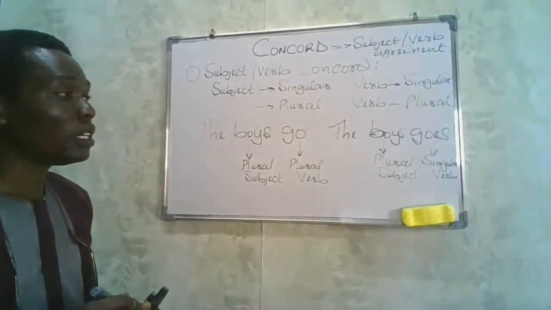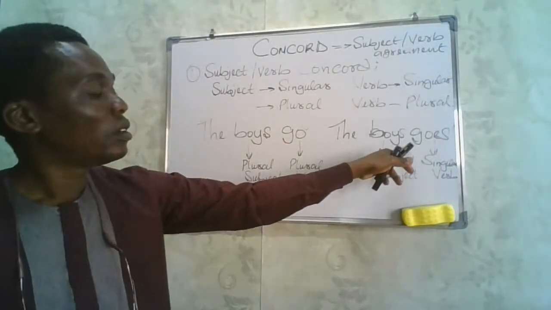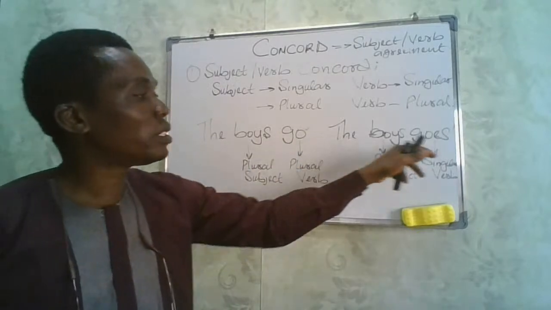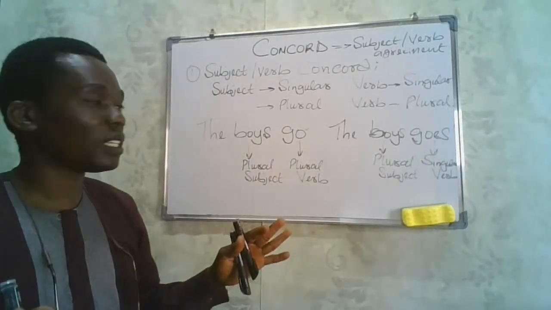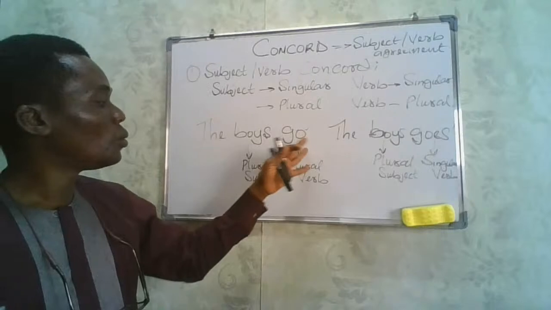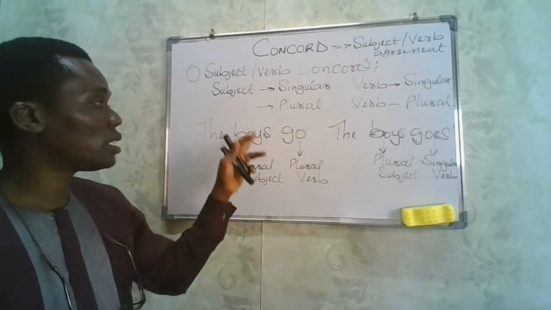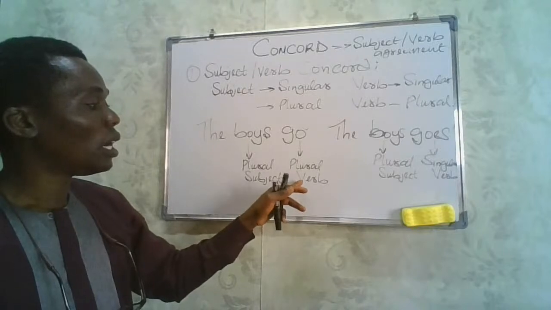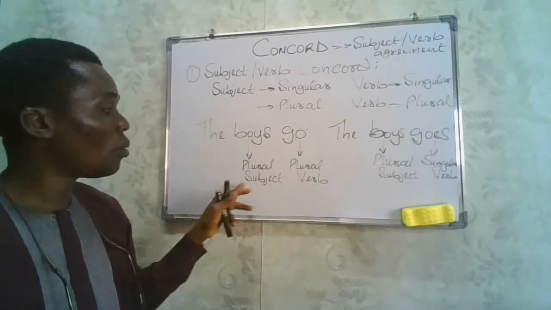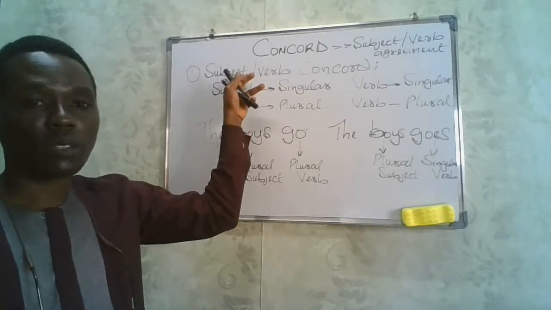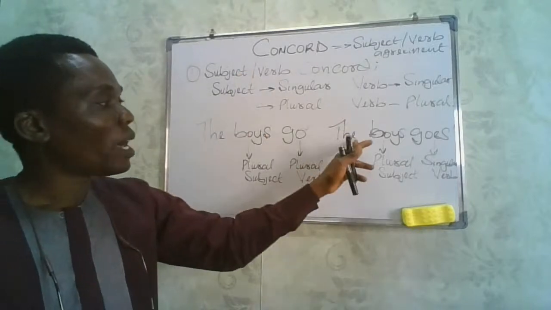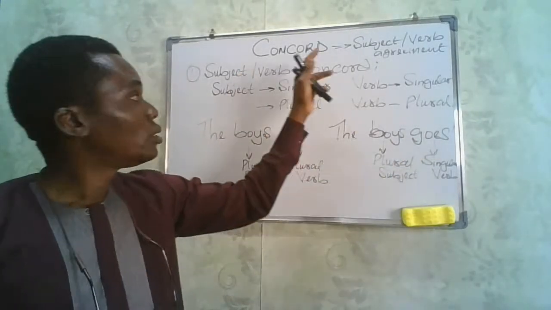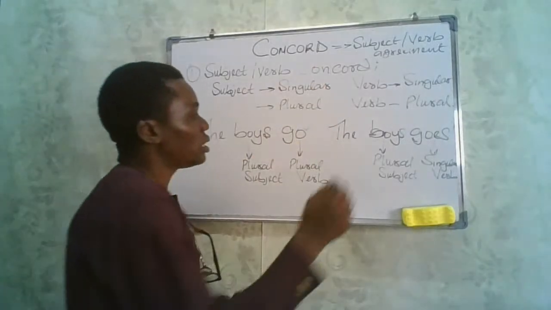So you see, this won't work, but this works. So the boys go and the boys goes are two different sentences. In the boys goes, boys is a plural subject, while goes is a singular verb. So plural works with subject verb agreement, while the boys goes, plural with singular, doesn't work.